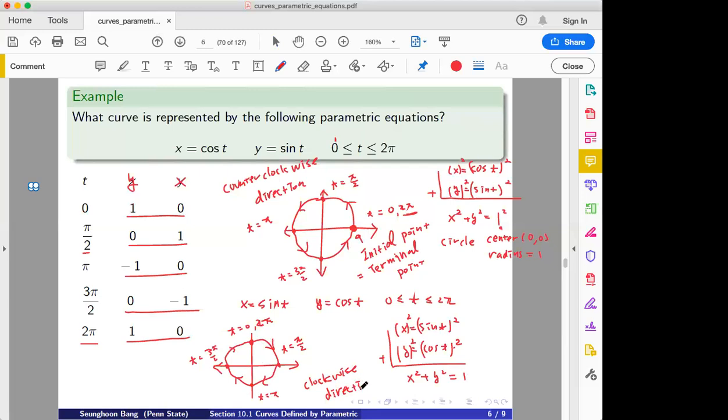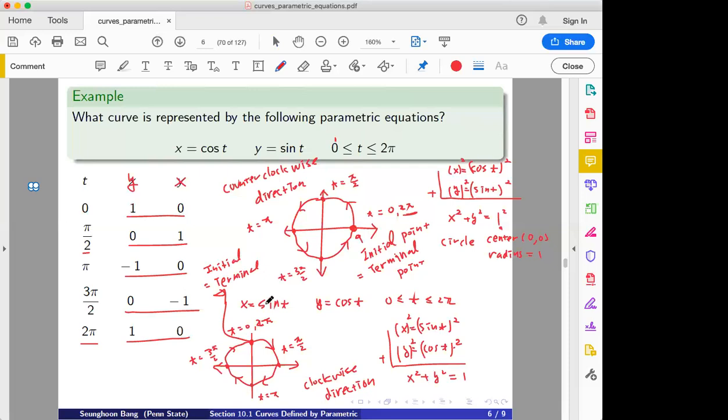That's the difference. The shape is the same, only the direction differs. One more thing: the initial point and the terminal point. In this one, the initial and terminal point is (0, 1). That changes the initial point or terminal point. The exact shape of the graph is the same circle, but the only difference is the direction.